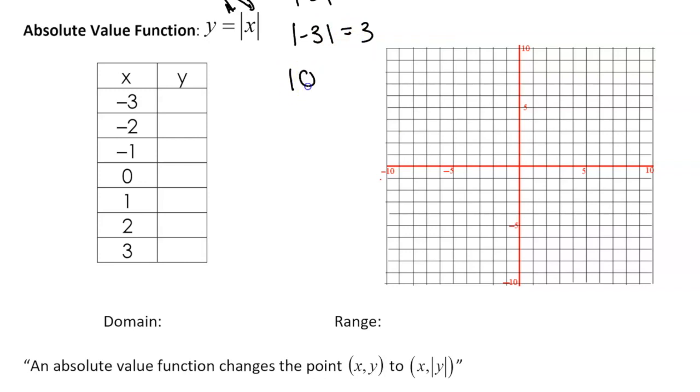If you have something like the absolute value of 0, that's going to give us 0, though sometimes it just looks like we're saying lol. All right, not my best, not my best.